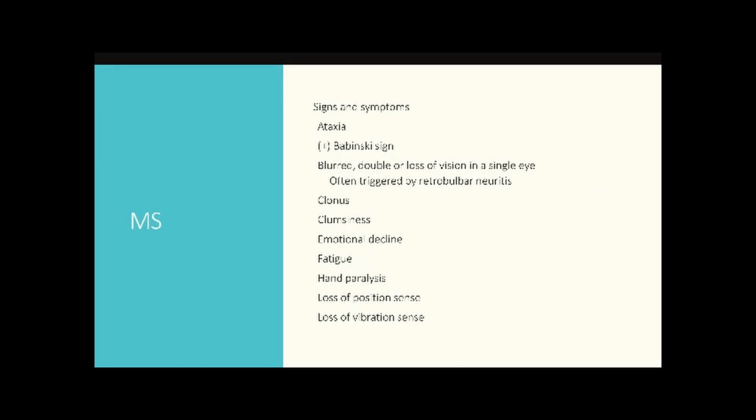So signs and symptoms: ataxia, positive Babinski, blurred, double, or loss of vision in a single eye. This is one of the big ones they'll have with MS. Okay, double vision is usually one of those big complaints they'll have. Clonus, clumsiness, fatigue, hand paralysis, position sense. Not all MS have the same symptoms because it depends what part of the spinal cord and brain were affected. That's where you have your problems.